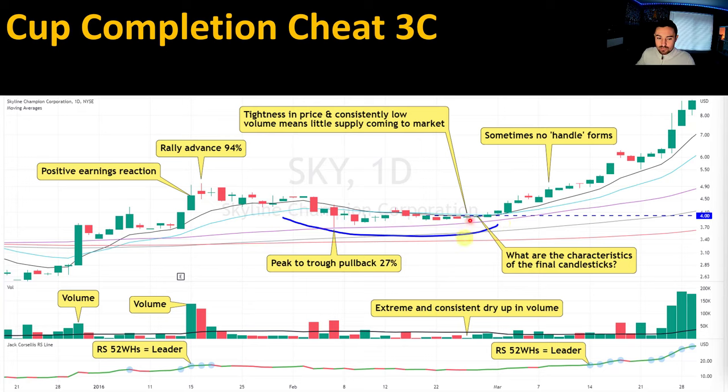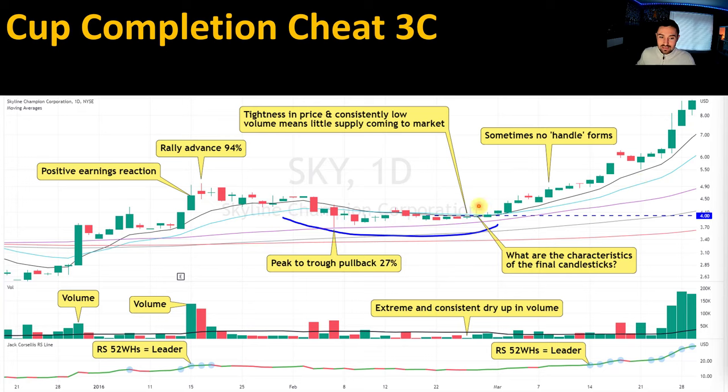So you get tightness in price, volume drying up, and it's that trigger bar type action. It's the one-two punch. Look how tight this bar is. You actually get the tightest bar in the base and the lowest volume, it looks like, within the base before price breaks out like this. So it's an indication there is no more supply coming to the market.